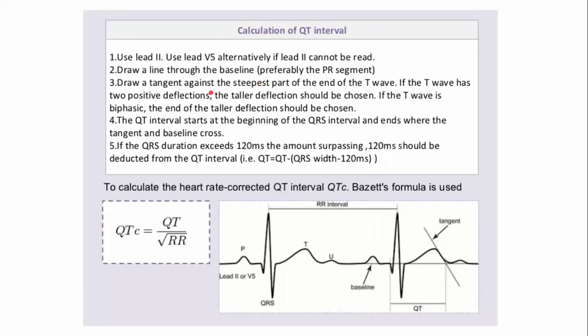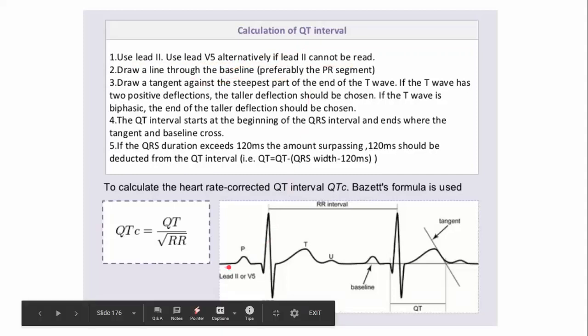This is really for the type A'ers out there, but if you need to calculate it for some reason, use lead 2. Use lead 5 if you can't read lead 2. Draw a line through the baseline. Here's the baseline. Draw a line, preferably the isoelectric line, which includes the PR segment. Boom, there it is. And draw a tangent line against the steepest part of the T wave. Okay, this is the tangent line, and you have to find the steepest part of the T wave.